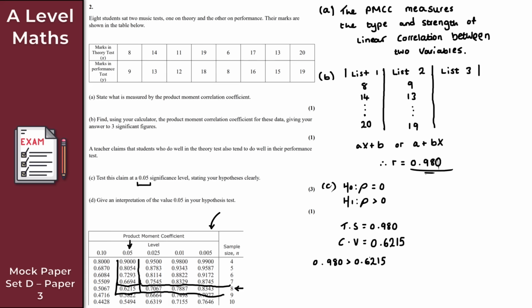So what we say here then is we're going to reject H0, right? Because there is sufficient evidence to suggest that the teacher's claim is valid, okay? Basically, if you do better in the theory test, you're also going to do better in the performance test and vice versa, okay? So as we just said then, you reject H0. Make sure that you always link your conclusion back to the context of the question here. You can't just say reject H0 or accept H0 and call it a day. Make sure then, again, that you link it back to the context of the question.